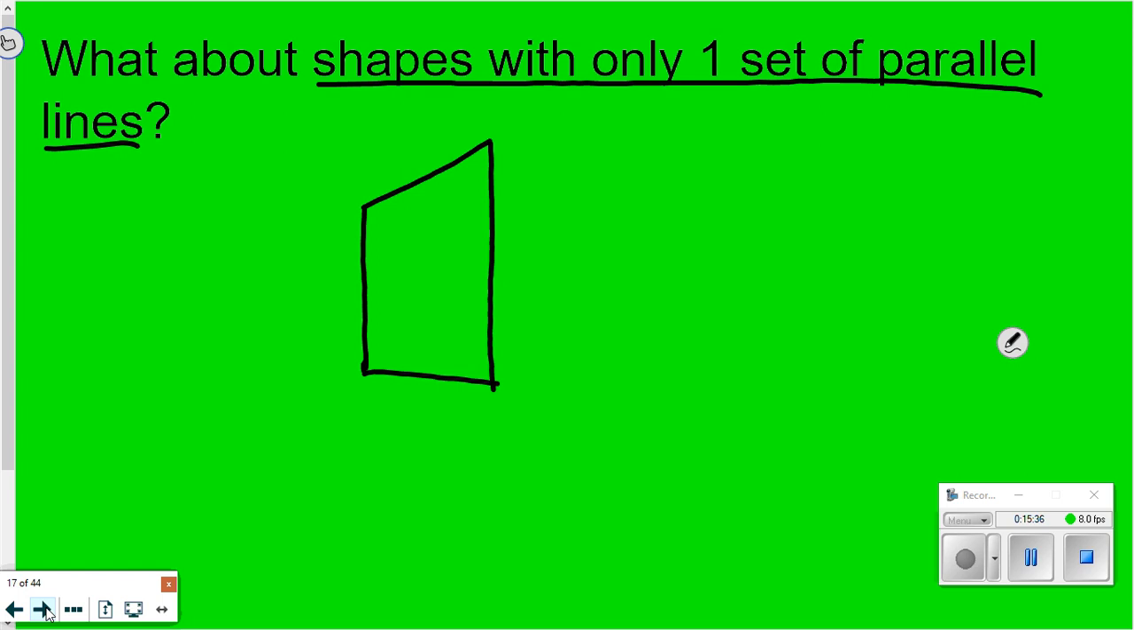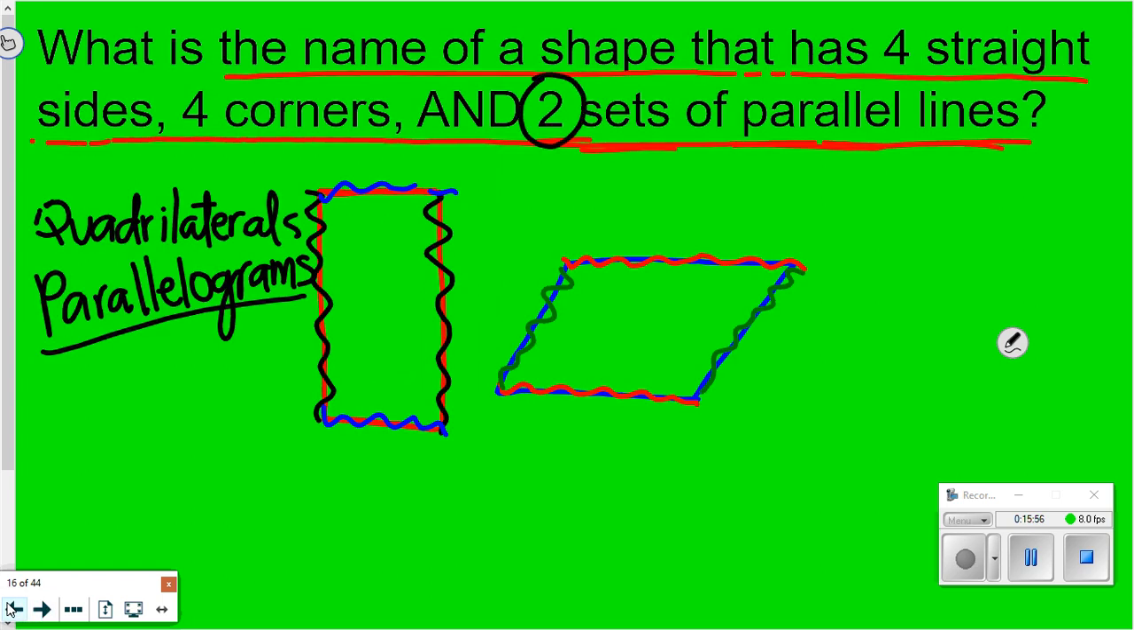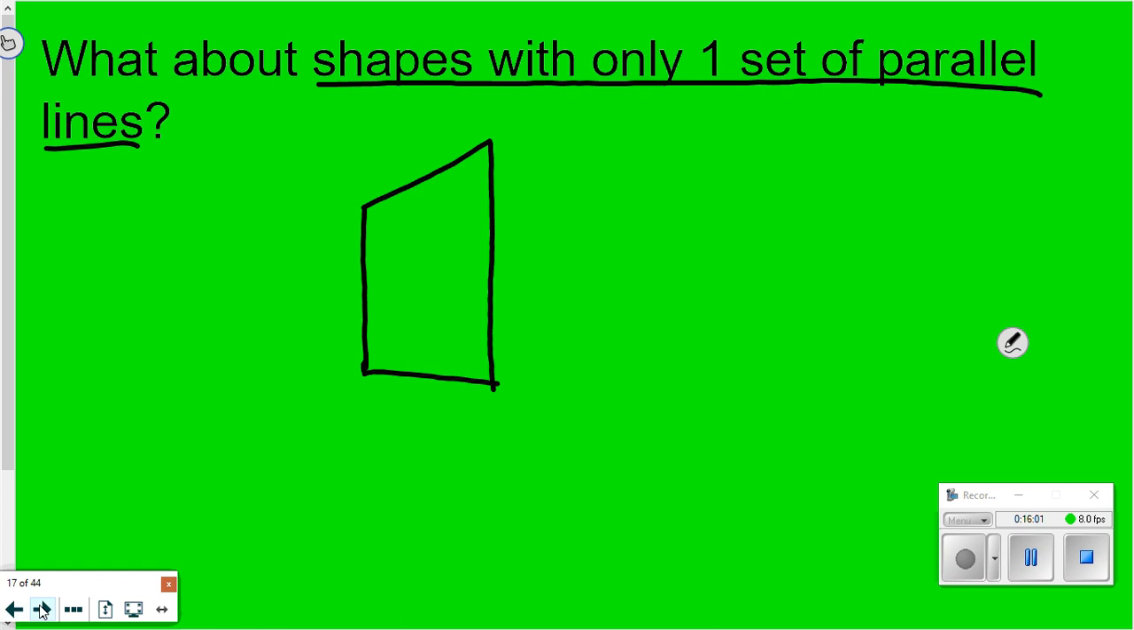Does it have 4 straight sides? 4 corners? Wait, no, I don't think it's a parallelogram. Because if you go down here, it only has one set of parallel sides. What do I call that shape? John is right. It's not a parallelogram because parallelograms have to have 2 sets. This guy only has 1. These sides are my only parallel sides. What could I call that guy?